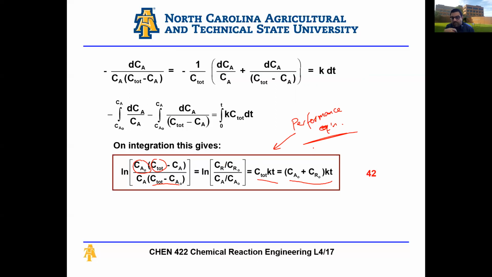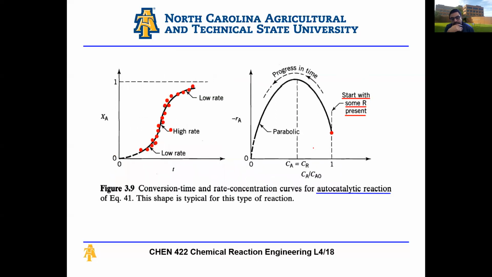And again, when solving problems, you'll probably not see this as much as the other cases. And these are what the curves usually look like for an autocatalytic reaction. There's something for you to know: if I have a hysteresis curve of conversion versus time, then it is an autocatalytic reaction. If I have a parabolic curve of reaction rate versus concentration, then this is also an autocatalytic reaction.